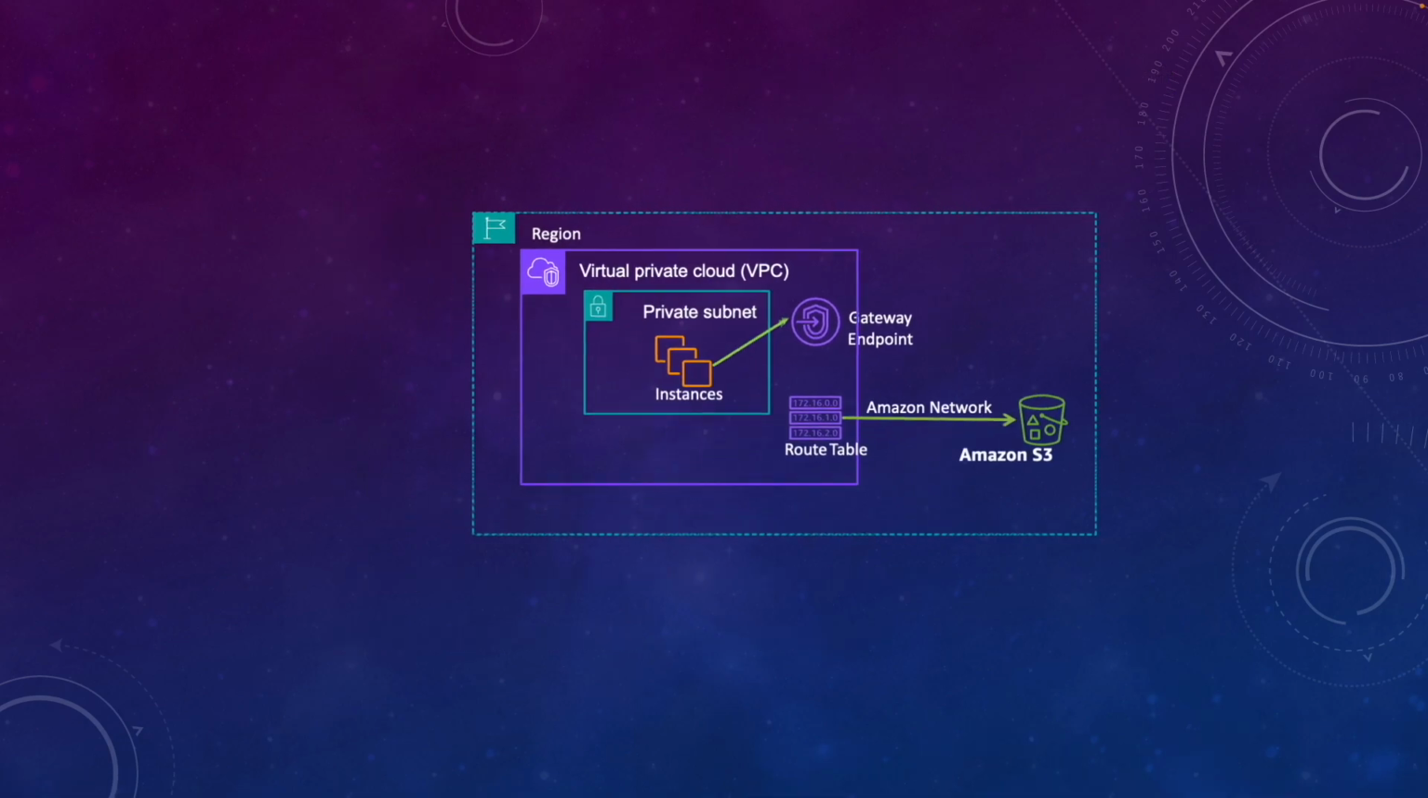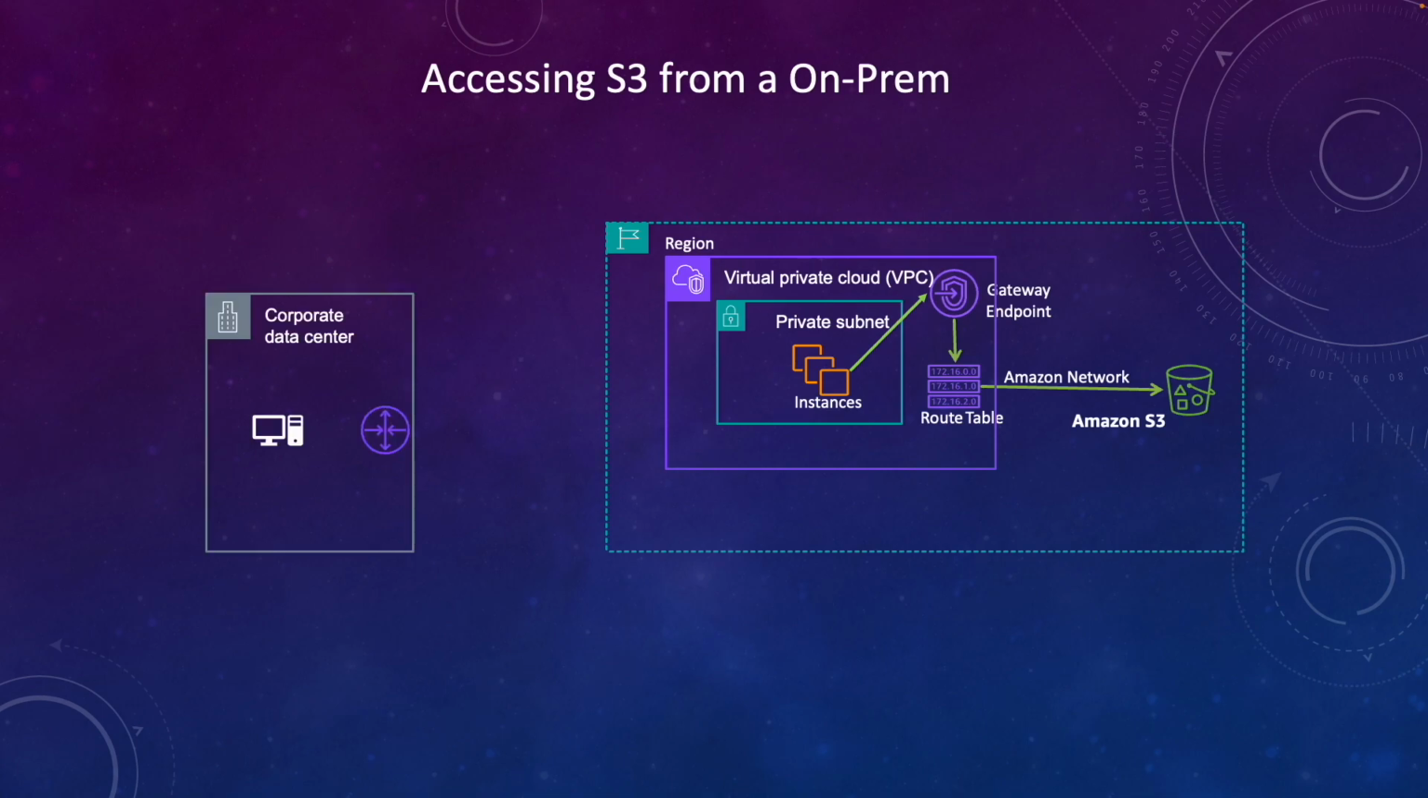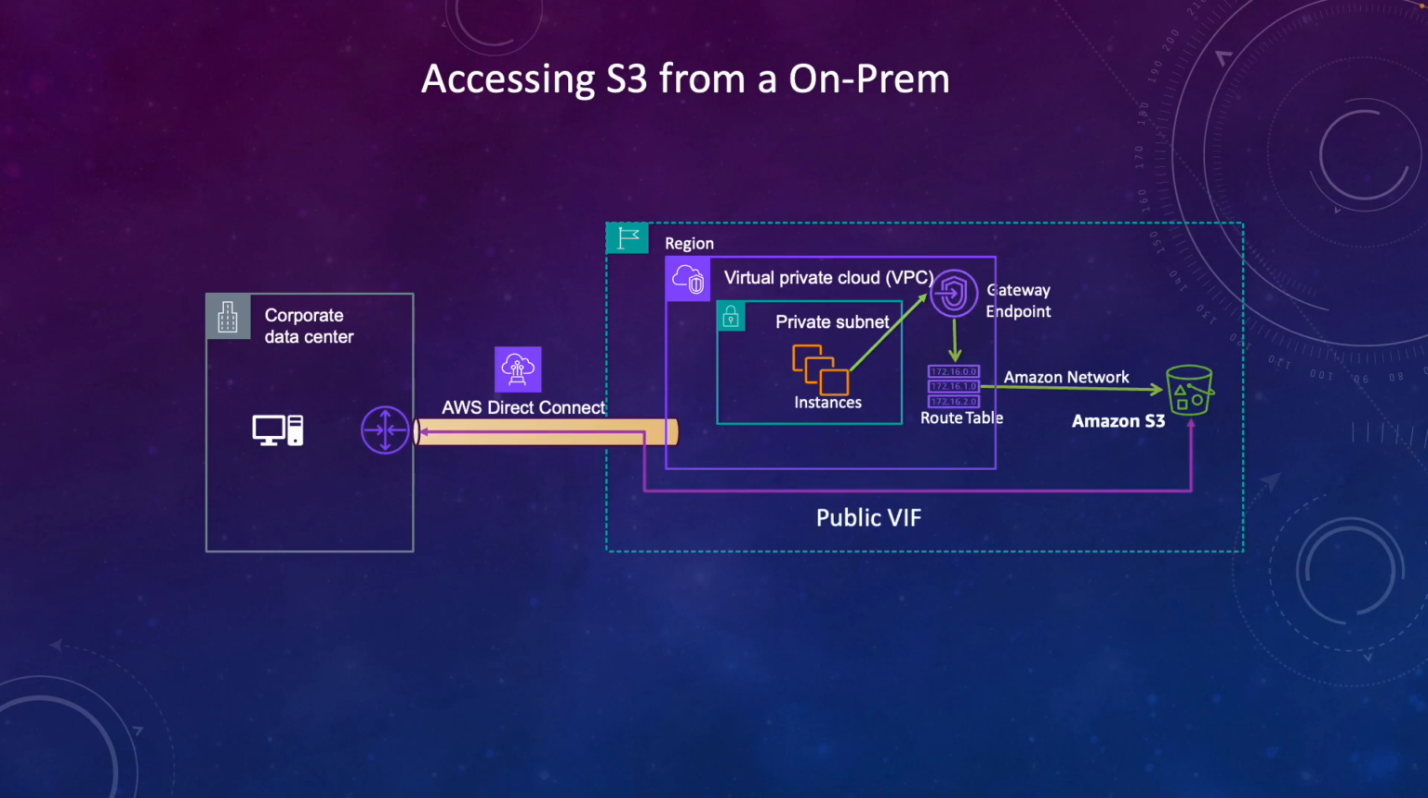Next, let's talk about how you can access this S3 bucket from your on-prem data center. This data center is connected to AWS by using Direct Connect. So in this case, you can use a public VIF. A public VIF is created over Direct Connect, which is a virtual interface to access any public resources which are not part of your VPC in AWS.